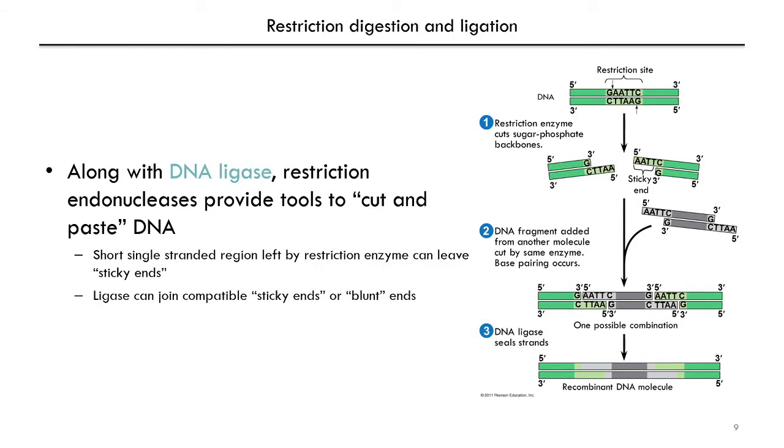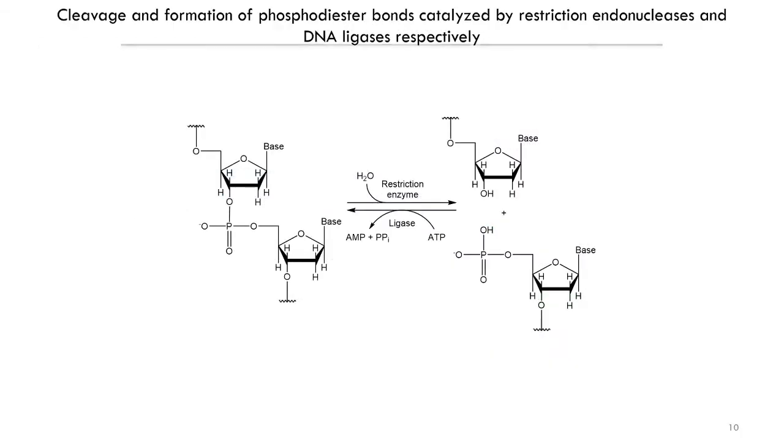It is also possible to stitch DNA pieces together that do not have these sticky ends, but instead have blunt ends, but the ligation of sticky ends is much more efficient. Shown in this slide is the reaction catalyzed by a restriction enzyme in this direction, cleaving a phosphodiester bond by hydrolysis, and in the other direction is shown the reaction catalyzed by DNA ligase, which uses the energy from ATP to form a phosphodiester bond.